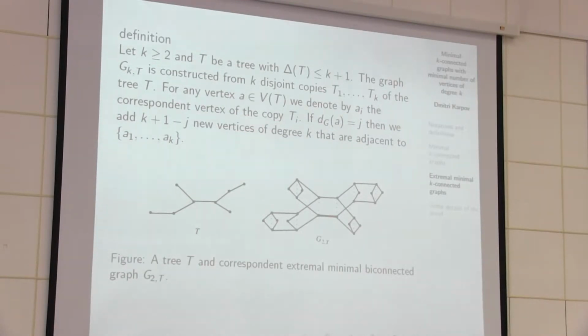It is not very difficult to see that the graph is k-connected and minimal. Any edge which is incident to a vertex of degree k, of degree 2, or degree k for arbitrary k, of course cannot be deleted. And the vertices and edges of any copy of the tree T can be deleted too.